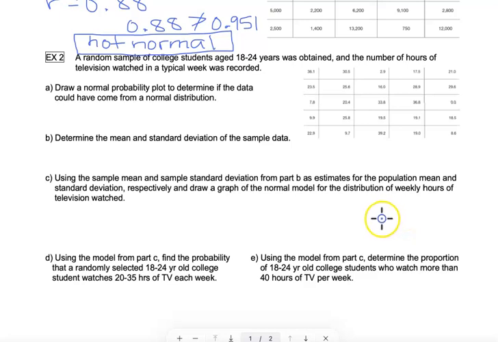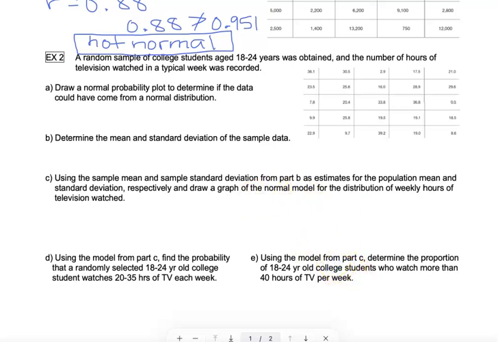All right, example 2. A random sample of college students aged 18 to 24 years was obtained, and the number of hours of television watched in a typical week was recorded. Draw a normal probability plot to determine if the data could have come from a normal distribution. Now, again, you're welcome to draw what you see on StatCrunch out on paper, but I would strongly suggest that you use screenshots and put them into a Google Doc for your practice problems. It would take a lot less time. So I want a normal probability plot, and we're going to do the same thing that I just did in example 1 to decide if it could have come from a normal population or not.